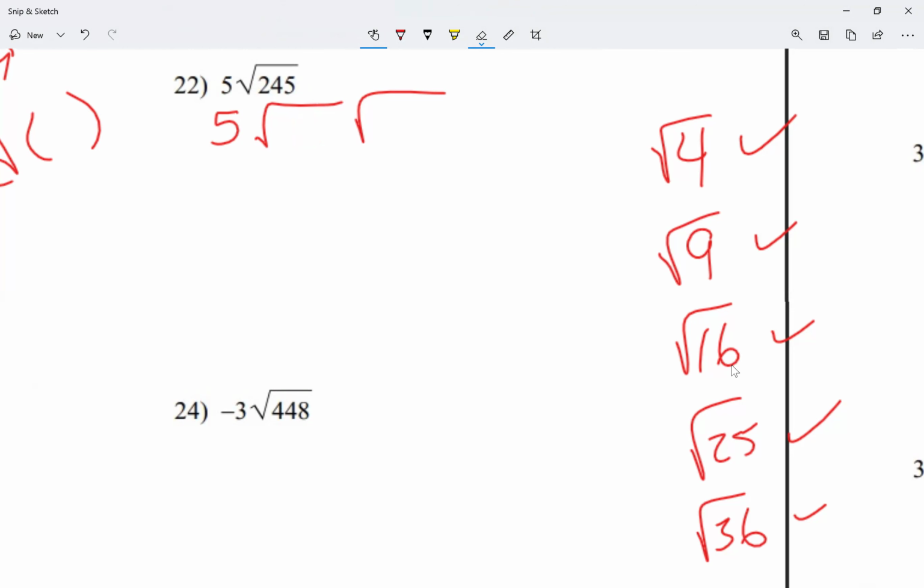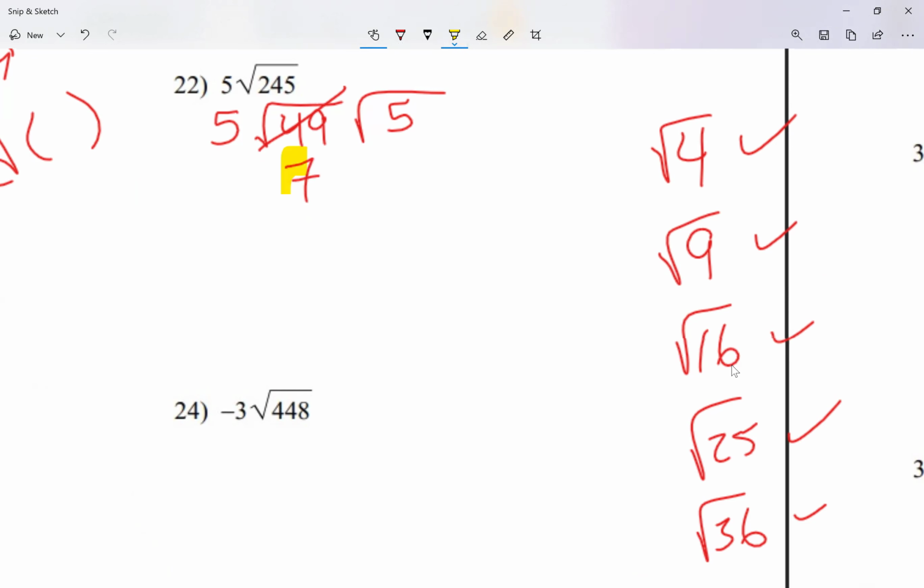How about 49? Some of you might be saying, I don't see 49 on my list here, because I cannot write my whole list. I know after 36, the next perfect square is 49. So I'm thinking 49. Can I possibly use 49? I'll check with my calculator. 245 divided by 49 is 5. So it did give me a whole number. 49 times 5 equals 245. Now, square root of 49 becomes a whole number, right? Square root of 49 is 7.